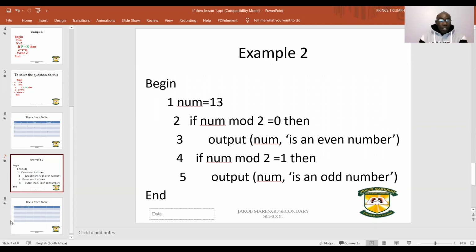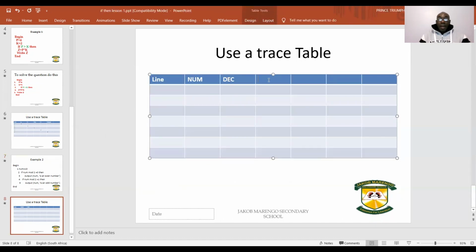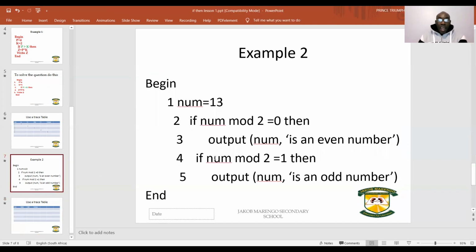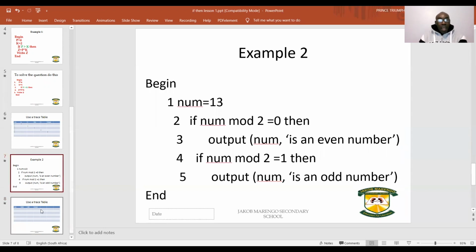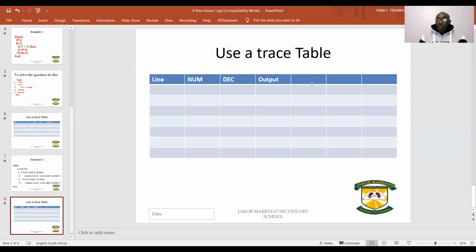What else do I have? Output, which is represented by write. Okay, what else do I have? I have if again. I don't need to write another decision. Everything will fall under this. Then if you look at this, I have num. I don't need to have another num here. This will take care of everything.